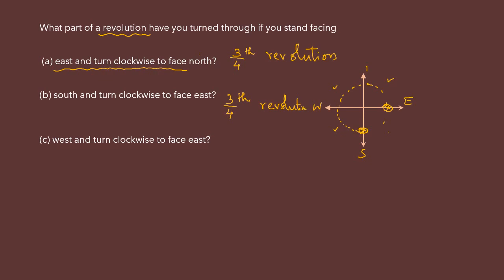Last one, west and turn clockwise to face east. So you are in west and you are turning clockwise to reach east. All these questions are clockwise. I have told you what anti-clockwise is also, so you will have to see what will happen if it is anti-clockwise. You find it on your own. So the third question: you are here in west and then you move clockwise, the way the hands of a clock move, and you reach east.